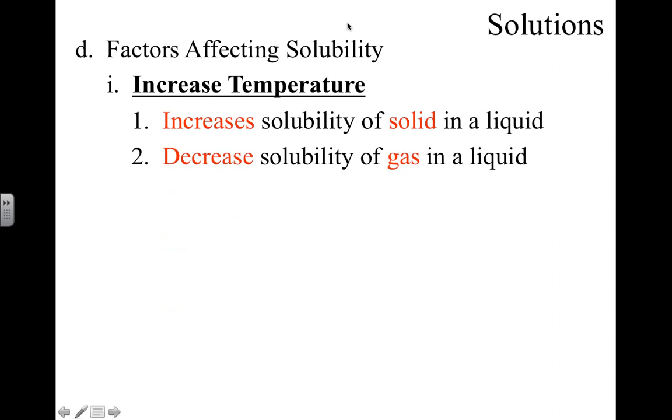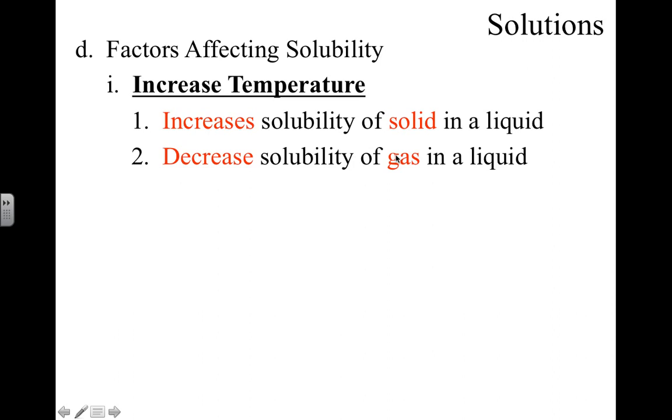However, if you increase the temperature of a gas, well, gases move so fast. If you increase the temperature, you know what's going to happen? The gas is going to go away. It doesn't want to hide in the liquid. So the only way that you can change the solubility in your favor for a gas is by decreasing the temperature, because this is an inverse relationship. It's indirect, so that if the gas moves slower, it will dissolve.